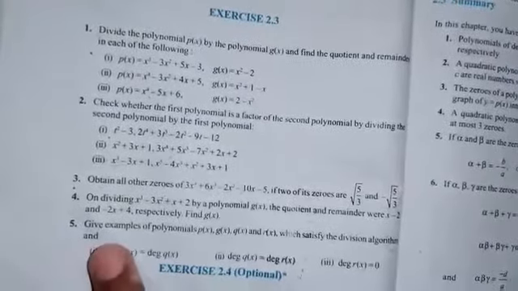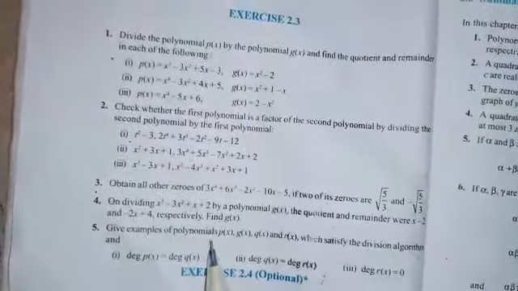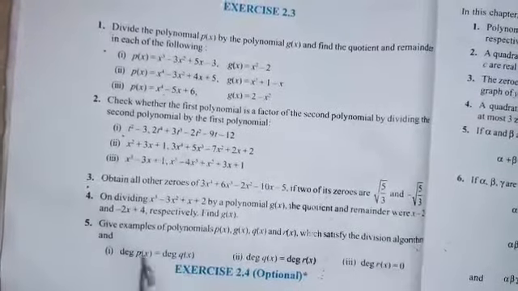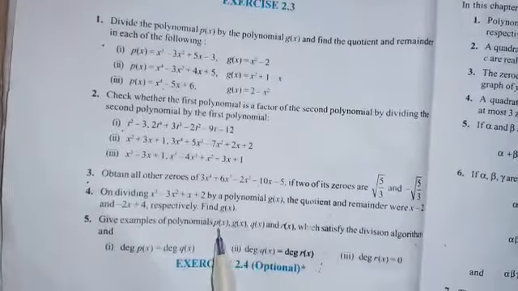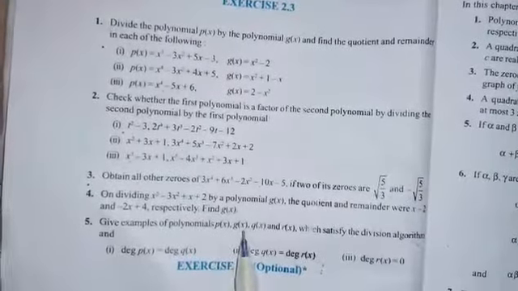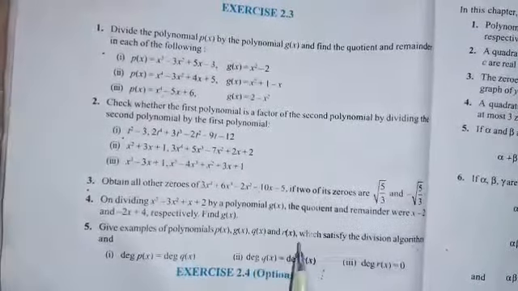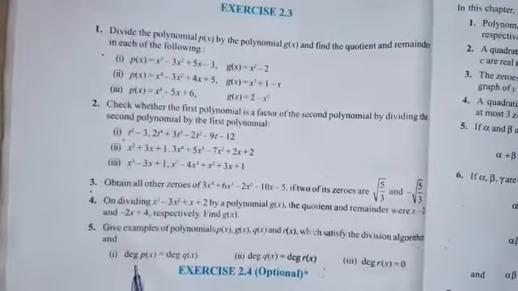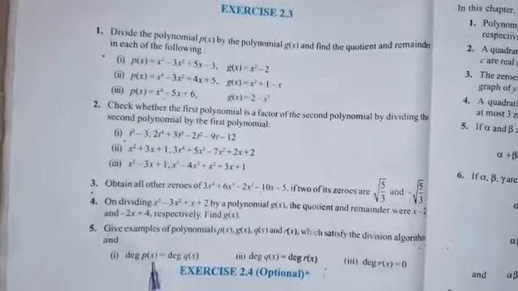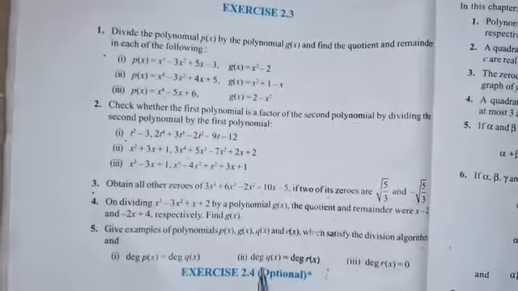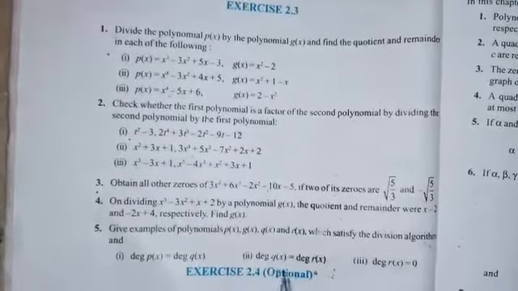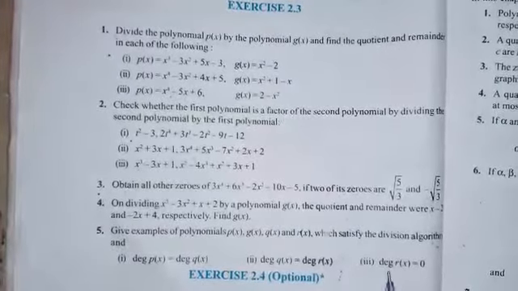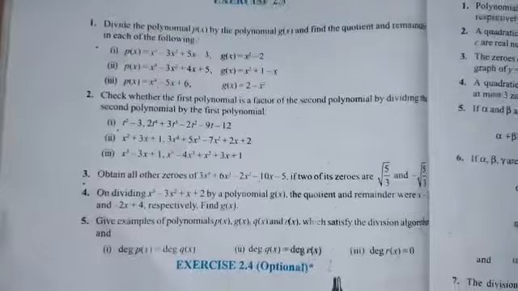Yes beta, question 5 is: give examples of polynomials p(x), g(x), q(x) and r(x) which satisfy the division algorithm. Beta, you all are aware about p(x). p(x) means dividend, g(x) means divisor, q(x) means quotient and r(x) means remainder. In the first part we have to give an example in which degree of p(x) is equal to degree of q(x). In the second part we have to give one example in which degree of q(x) is equal to degree of r(x), and in the third part we have to give one example in which degree of r(x) is 0.